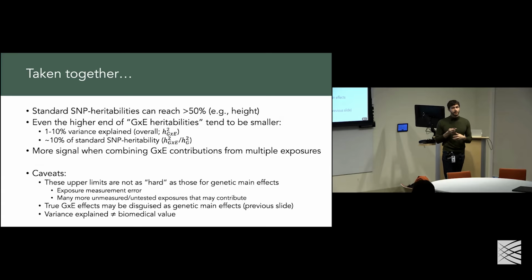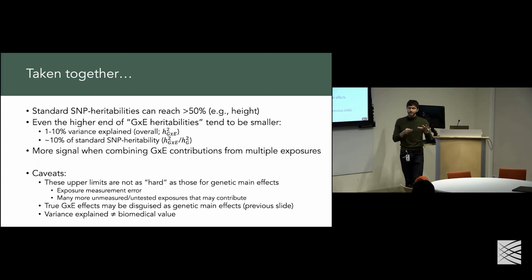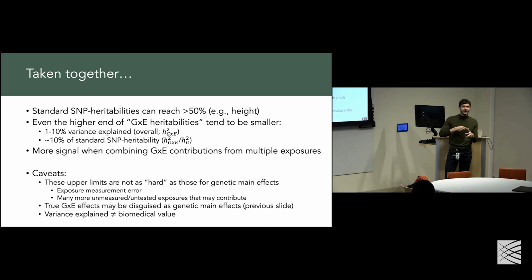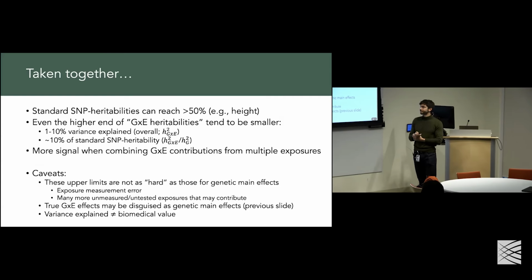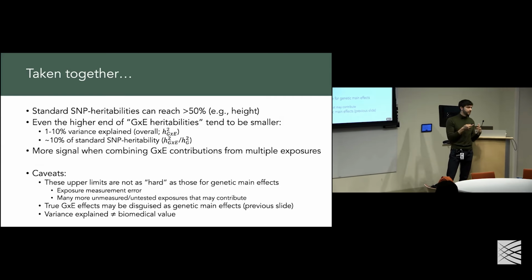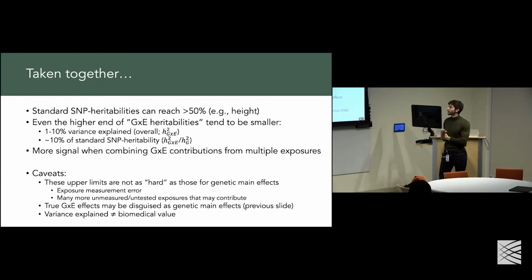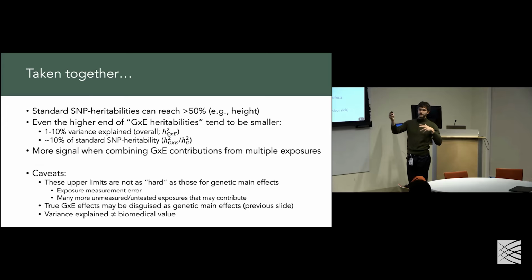When we compare that to G by E heritabilities as currently measured using current methods, in terms of overall variance explained, when they are significant we tend to be finding things in the realm of something like 1 to 10%. Another way of thinking about that would be up to maybe 10% or so of standard SNP heritability. We also, as we've been discussing a little bit, might expect more signal when combining G by E contributions from multiple exposures. And to the question from before, we could imagine stacking more and more and potentially accumulating additional variance explained.